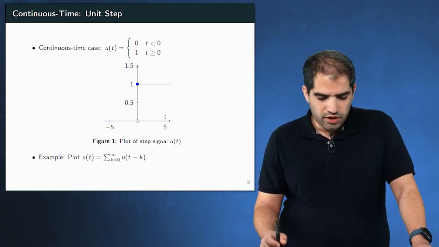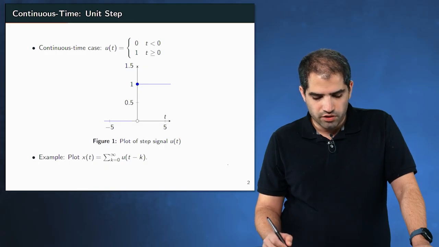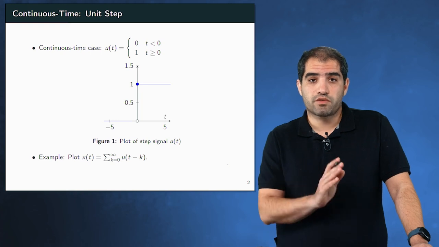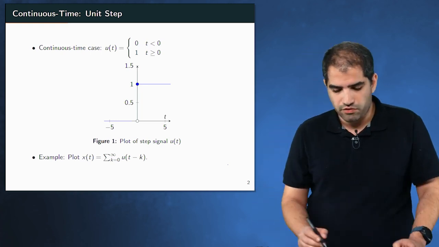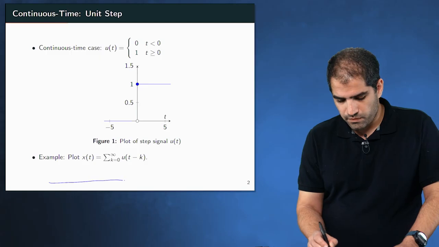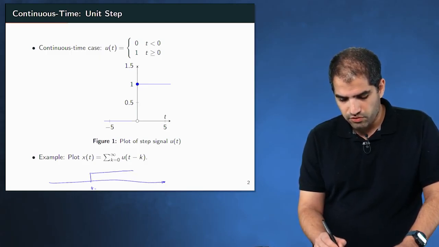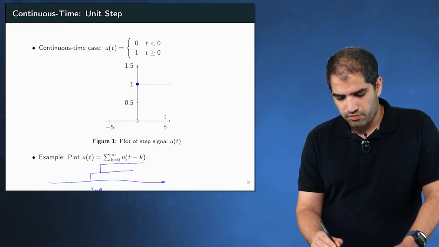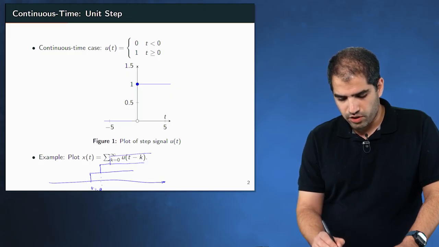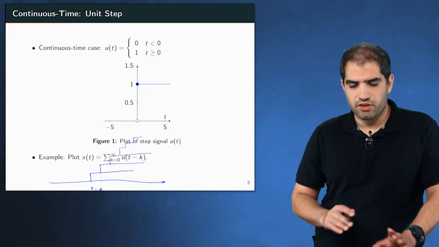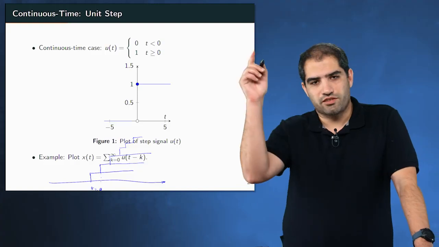As an example, one can think about what is the plot of the summation of u(t minus k), where k ranges from 0 to infinity. If you do it, you would see that it would be u of t, if this is t equals 0, then this is going to be u of t minus 1 plus u of t minus 2, and so on and so forth. So it's really going to be a staircase to infinity.